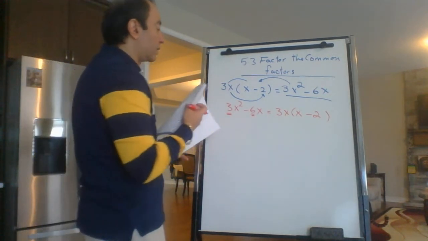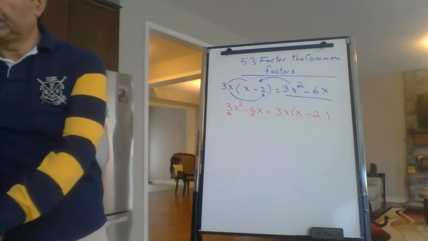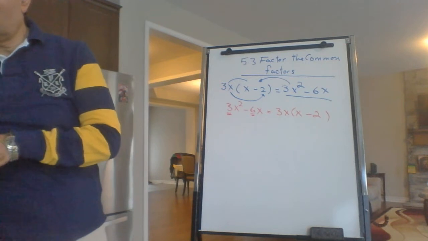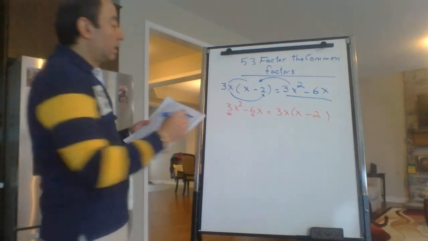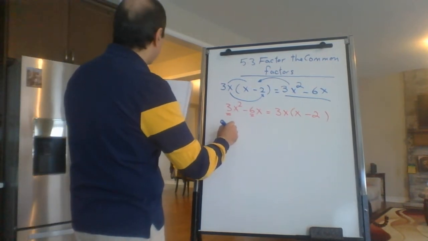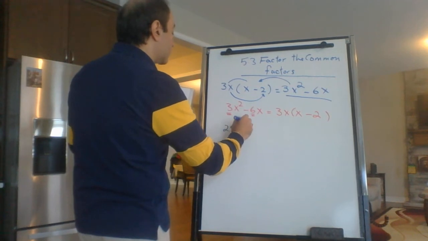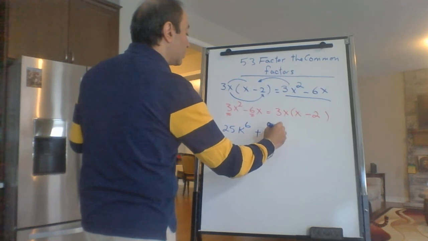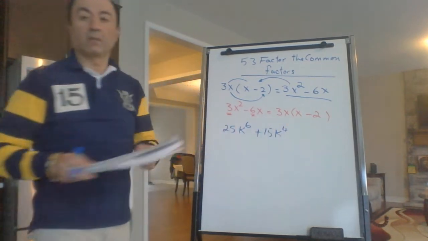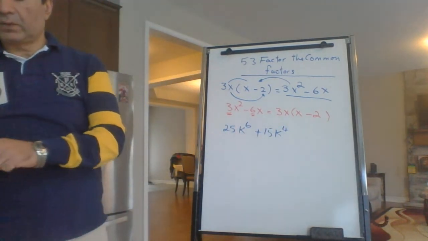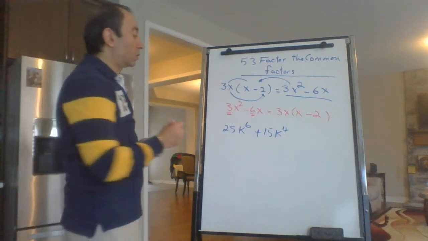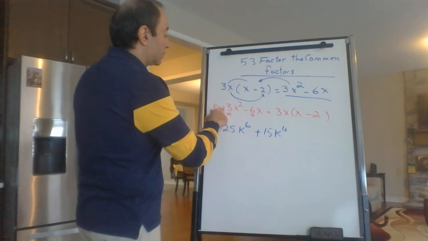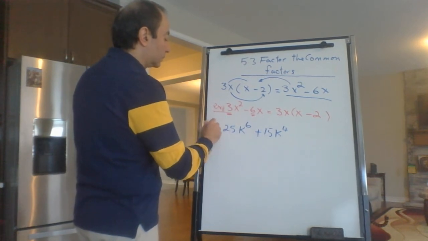Let us have another example. 25k to the power of 6 plus 15k to the power of 4. We need to factor this. So this is example 2. Sorry, this was example 1, this is example 2.